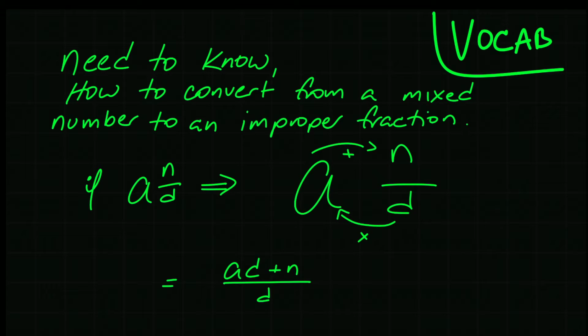We need to know how to convert from a mixed number to an improper fraction. When we have a mixed number, we have a whole number and then usually a fraction attached to it at the back. All we're going to do is take the denominator and multiply it by the whole number, and then we add the numerator. After that, we just divide it by the denominator, and that will give us the improper fraction that we can plug into a calculator.